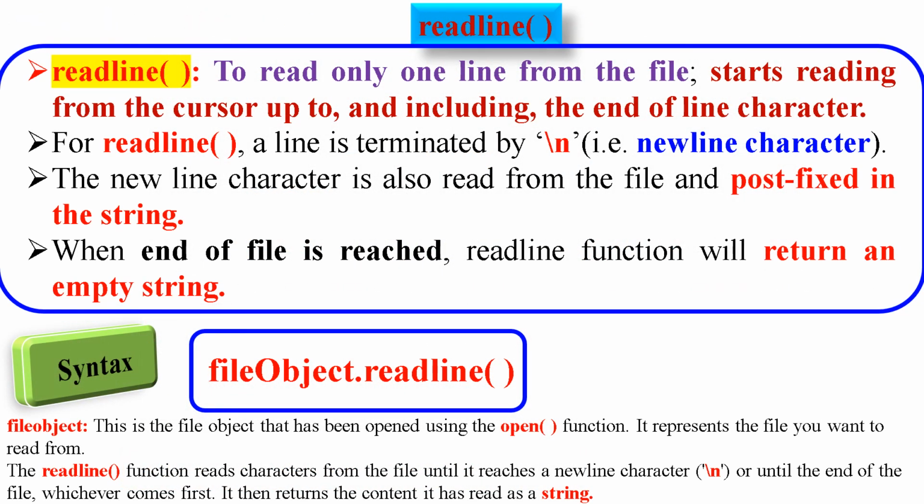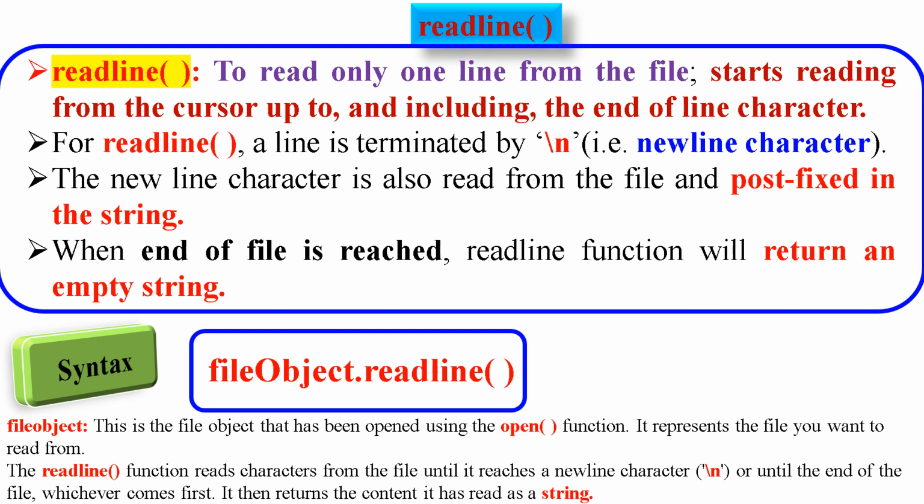Let's learn about the readline function. The readline function is used to read only one line from the file, starting from the cursor up to, and including, the end of line character. The readline function will return a line read, as a string, from the file. The first call to the function will return the first line, the second call returns the next line, and so on. We must remember that the file object keeps track of where reading or writing of data should happen.